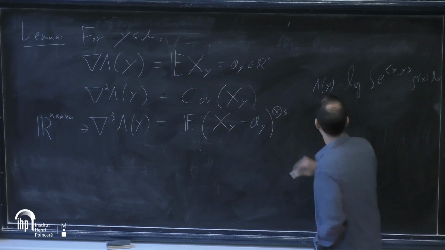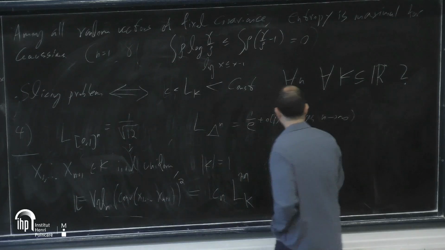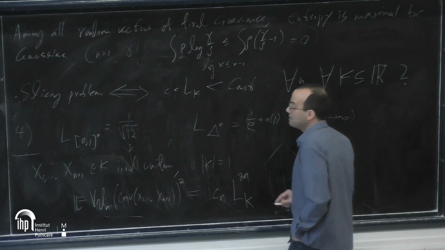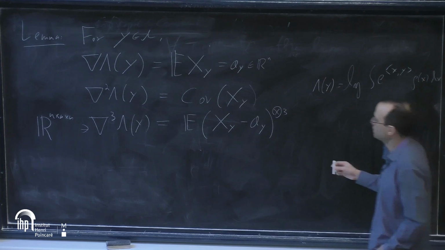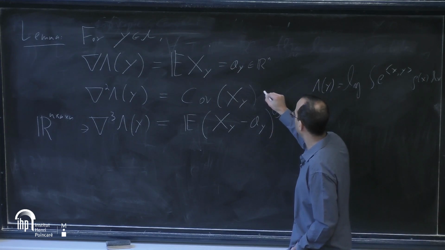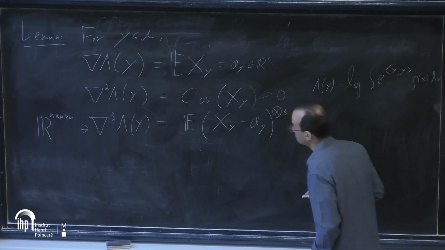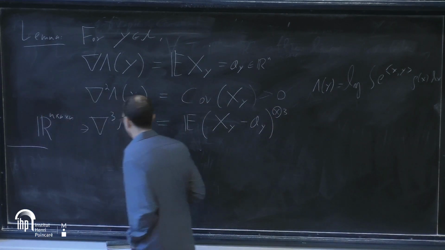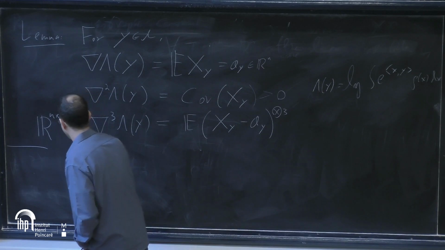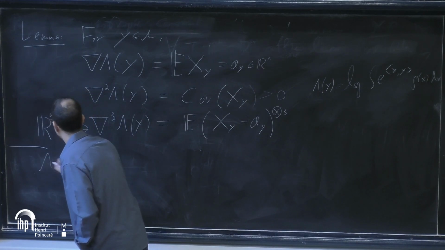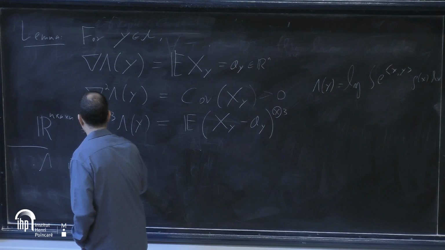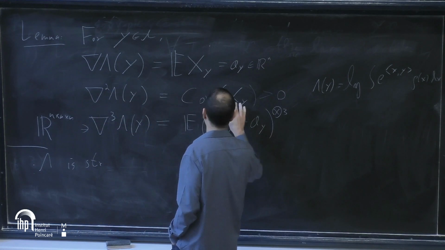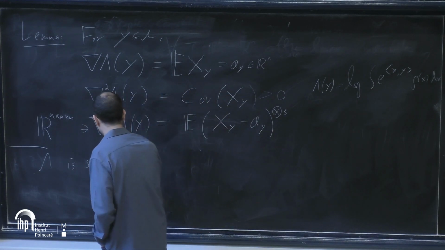Another thing that we see is that for any y, X_y is a tilted random variable. In particular, it's absolutely continuous, so its covariance is positive definite. I will not prove this lemma, I think it's clear. This means that lambda is strongly convex. This is how you call functions whose Hessian is positive definite.